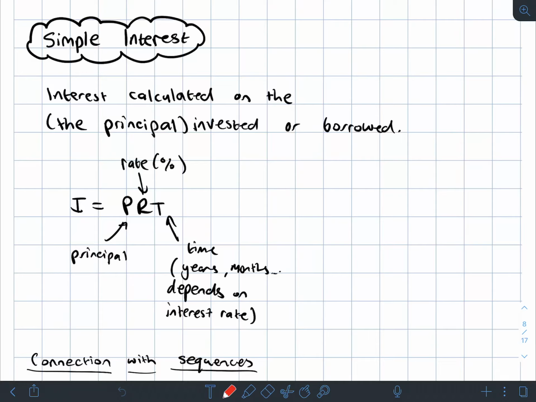All right, so now we're up to talking about simple interest. You've probably done simple interest to death since year 9, so we're going to very quickly go over it, but we're also going to make the link back to patterns and sequences, which we did before. So put it very simply, simple interest is interest which is calculated on the original amount.